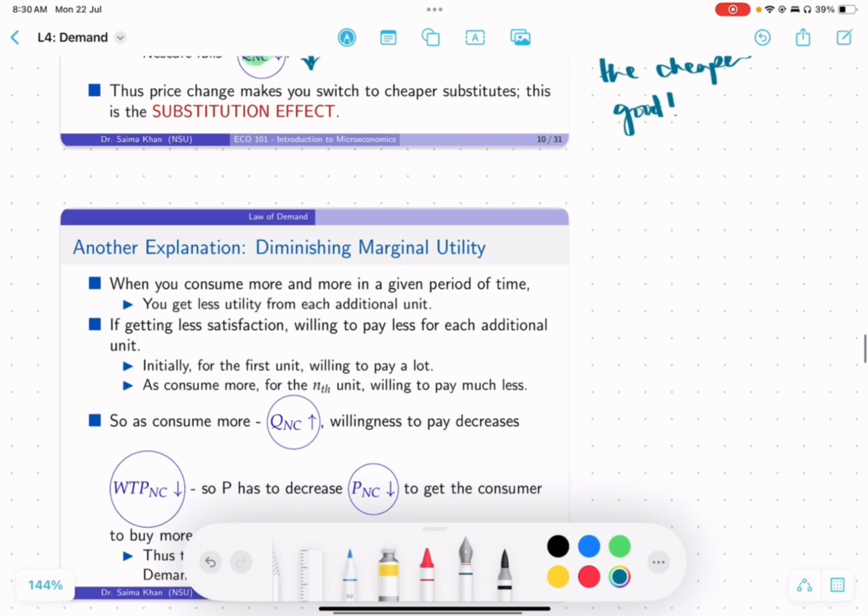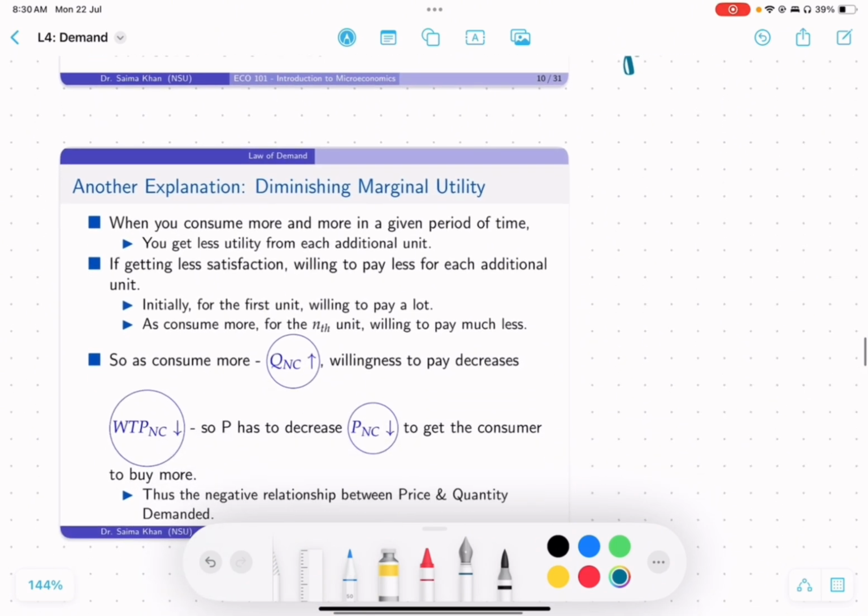Now, there's yet another way in which we can explain this law of demand, that price rises, quantity demanded falls, ceteris paribus. Okay, so we're going to describe this using the law of diminishing marginal utility. And you've actually seen this already. Remember when we were discussing marginal benefits?